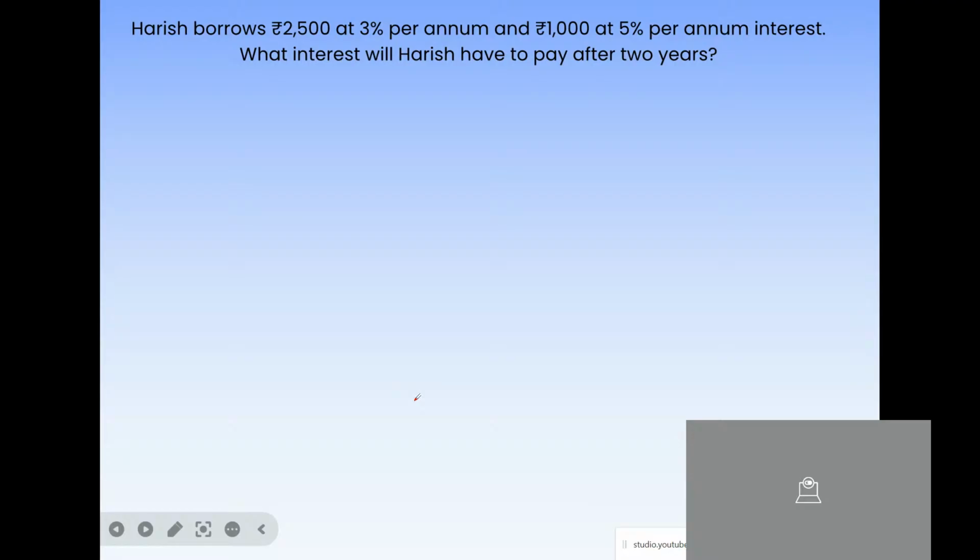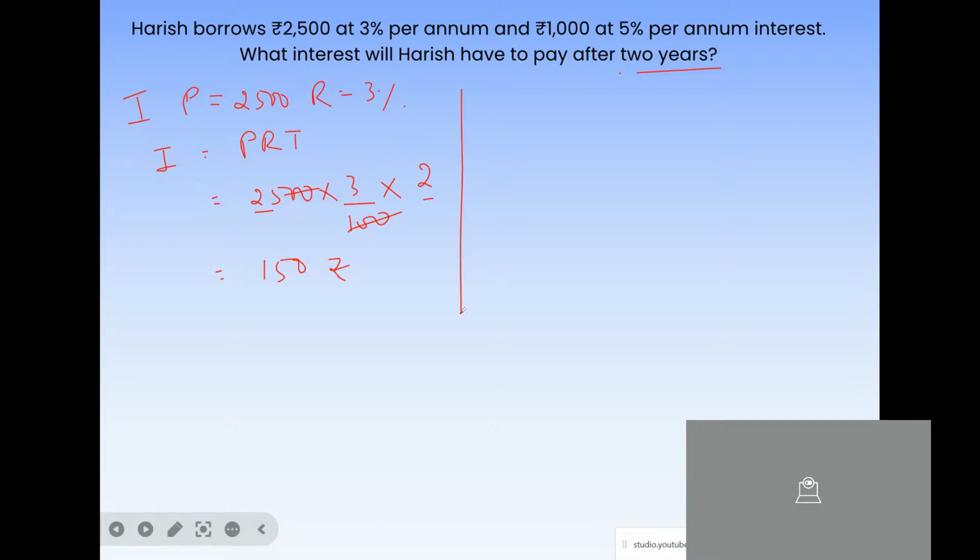So you have to calculate first what interest Harish would be paying to these people, separately and then overall. Here the time frame is the same, 2 years for both situations. So let's calculate for the first, where the principal amount is 2,500 and the rate is 3%. The interest would be 2,500 times 3 over 100 times 2 years. So you can simplify everything: 25 twos are 50 and 50 threes are 150 rupees.